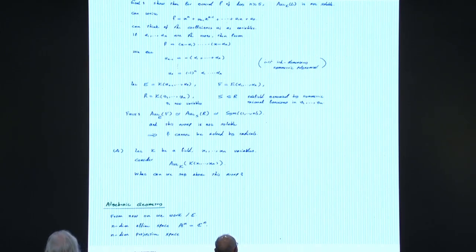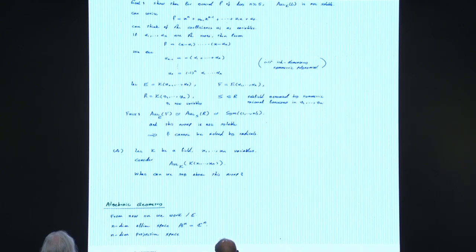In algebraic geometry, we have two different kinds of universes. One is called the affine space. The n-dimensional affine space is denoted by A^n. It's simply C to the power n. So you can consider this not just as an algebraic structure, but as a geometric structure, where every element will be a point with some coordinates, complex coordinates.